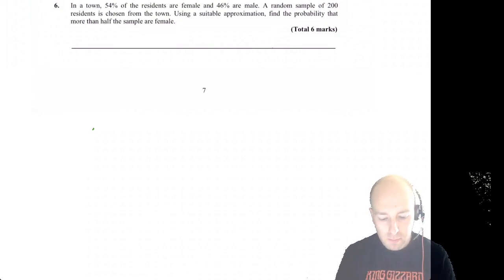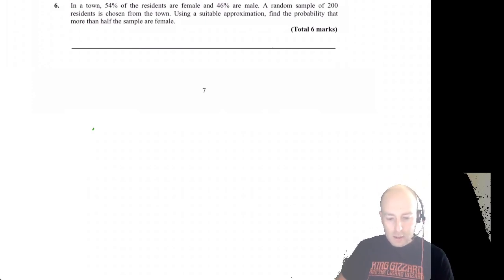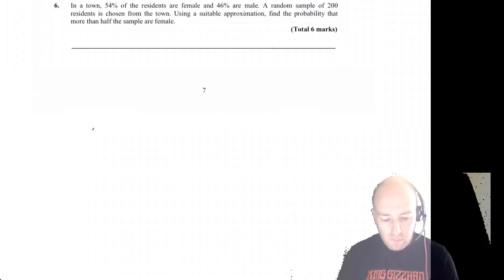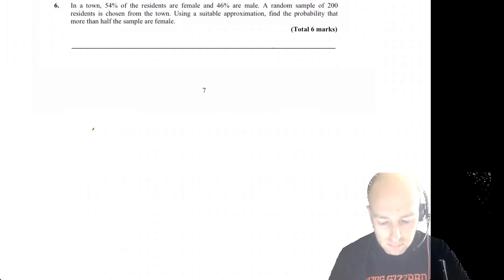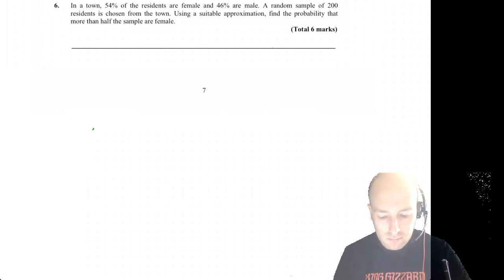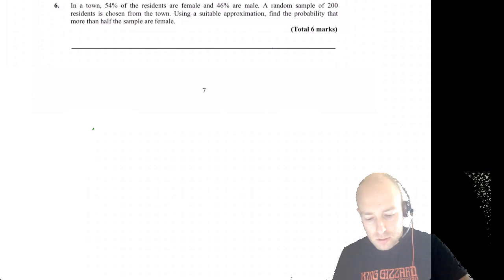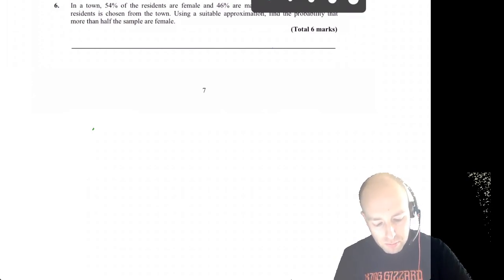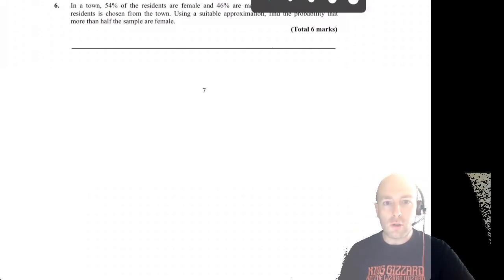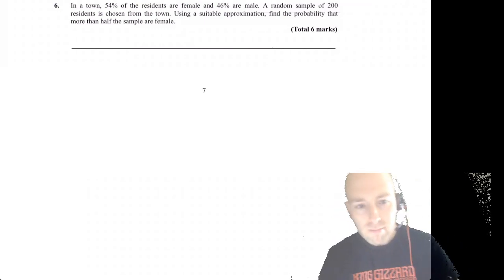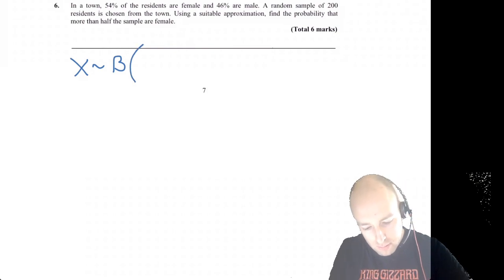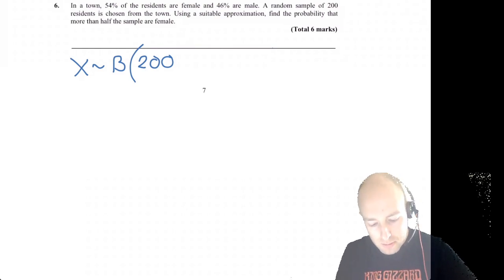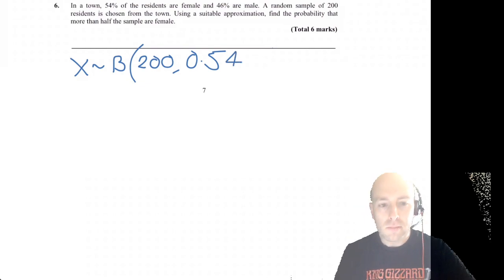Okay, in town, 54% of the residents are female and 46% are male. A random sample of 200 is taken. Using a suitable approximation, find the probability that more than half of the sample are female. So, any ideas how we're going to do this one? It's quite a tricky one. Binomial, yeah, to start with. And what does it mean by a suitable approximation? Normal approximation, yes. We're using a normal approximation to the binomial distribution. So, we'll say X is a binomial, and we've got a sample of 200 residents. We want the probability that more than half the sample are female, so probability of being female 0.54. So that would be our binomial.